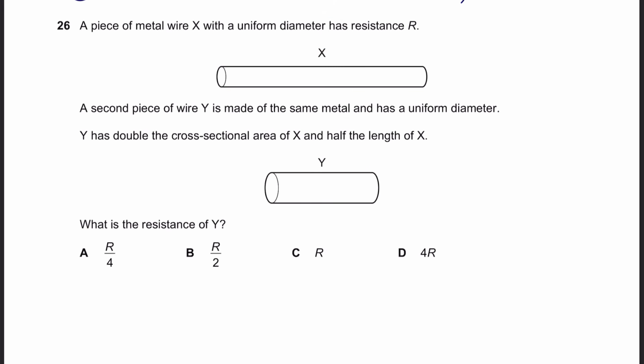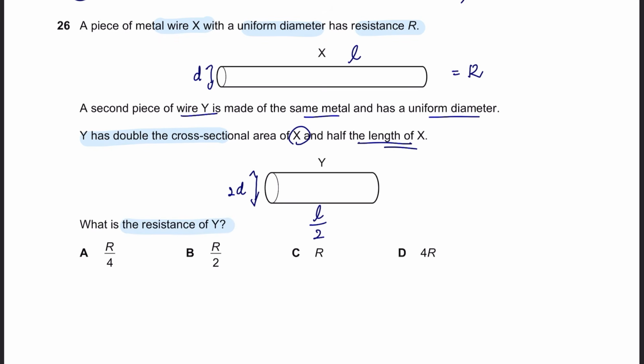Question 26. A piece of metal wire X with a uniform diameter has resistance R. So this is your diameter and the resistance is R. The second piece of wire Y is made of the same metal and has a uniform diameter. It means that the diameter is the same along the whole wire. But Y has double the cross-sectional area, meaning that this is now 2D of X, and half the length of X. So the length here is now L over 2. The question wants you to find the resistance of Y.